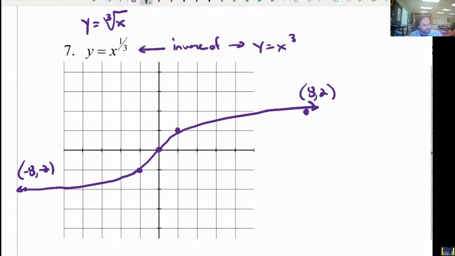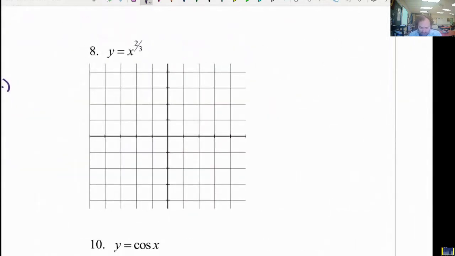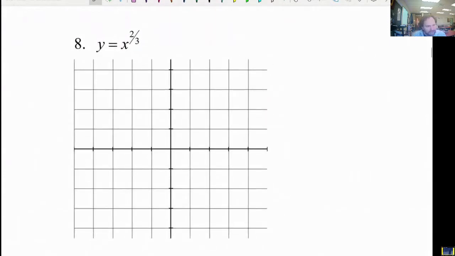Kind of like that. Graph 8, x to the 2/3 power. Okay, this is interesting. Now, if we're doing this without a calculator, that adds some extra challenge to it. One big part of AP Calculus is that every question is classified as either with calculator or without calculator. So this one, we're doing without calculator.